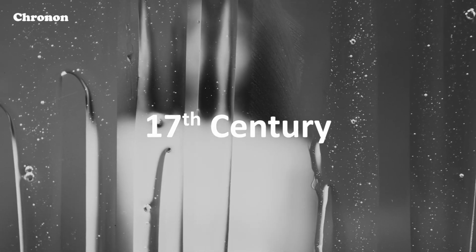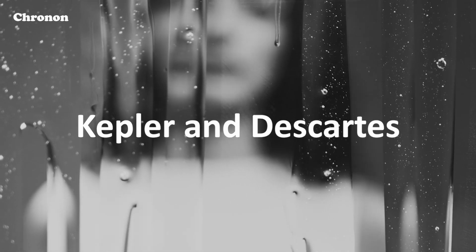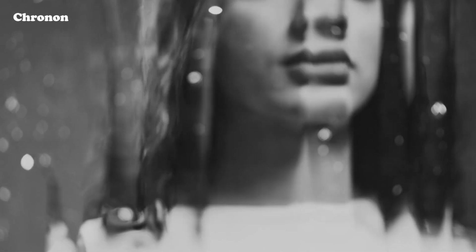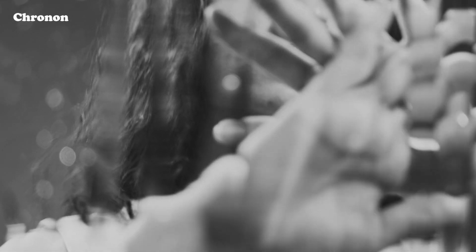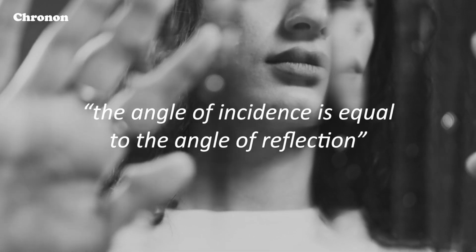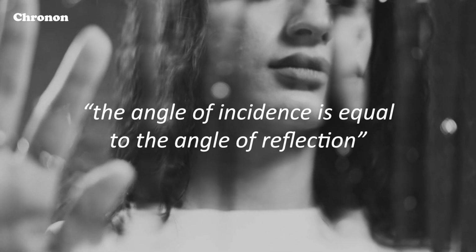In the 17th century, scientists like Kepler and Descartes expanded the understanding of reflection. Kepler proposed that light travels in waves, while Descartes introduced the concept of specular reflection. The law of reflection as we know it today was formulated in the 17th century. It states that the angle of incidence is equal to the angle of reflection.